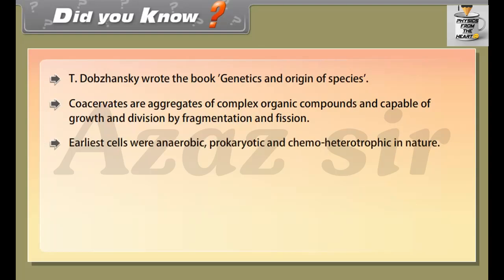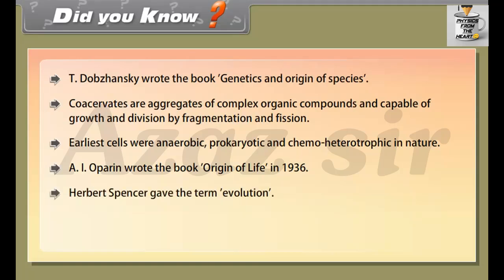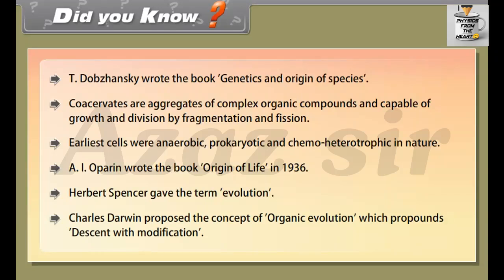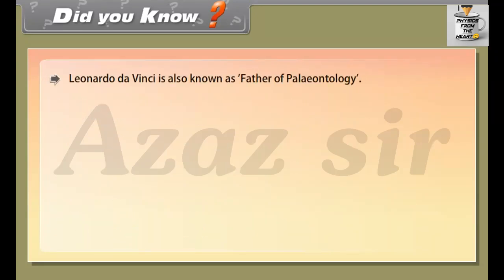Earliest cells were anaerobic, prokaryotic, and chemoheterotrophic in nature. A. I. Oparin wrote the book Origin of Life in 1936. Herbert Spencer gave the term evolution. Charles Darwin proposed the concept of organic evolution, which propounds descent with modification. Leonardo da Vinci is also known as the father of paleontology.